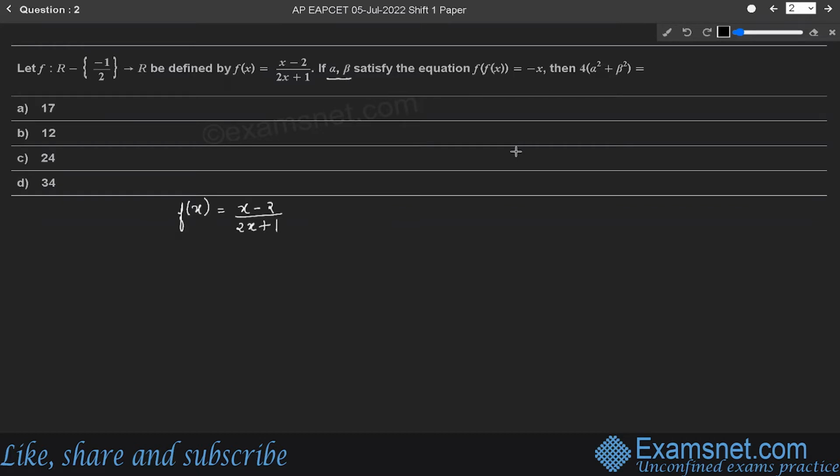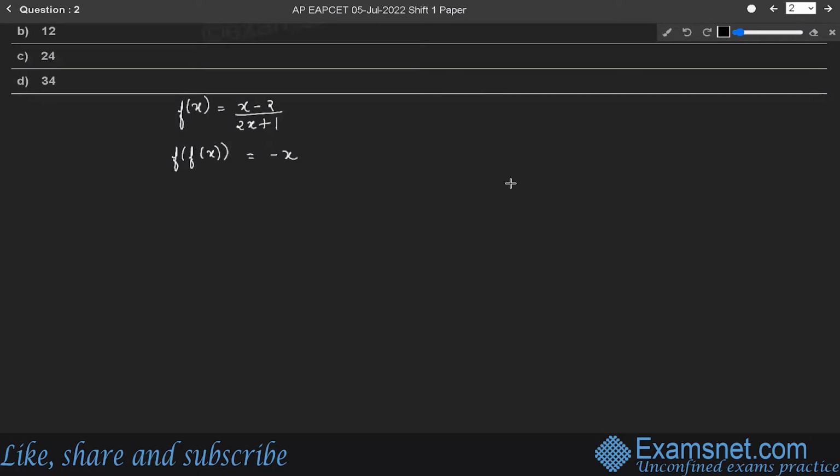It is given that both alpha and beta satisfy the given equation, which is f of x equal to minus x. So first let us find the value for f of x. In the place of x here, we have to put x minus 2 upon 2x plus 1. So f of x becomes x minus 2 upon 2x plus 1 minus 2 divided by 2 into x minus 2 upon 2x plus 1 plus 1. It is equal to minus x because it is given that f of x is equal to minus x.